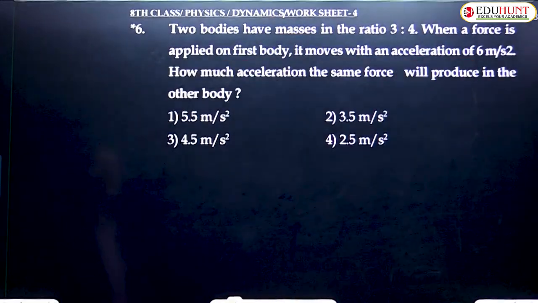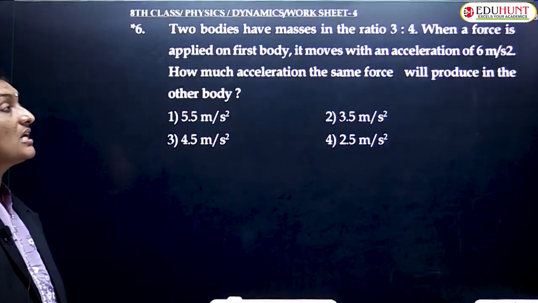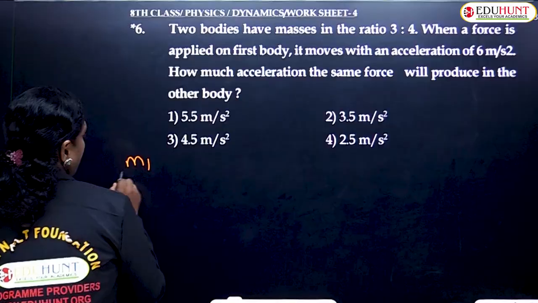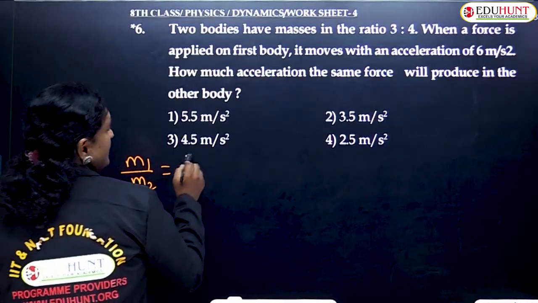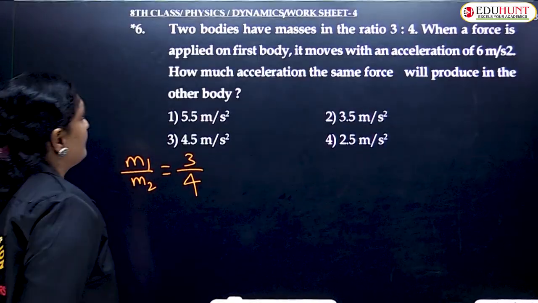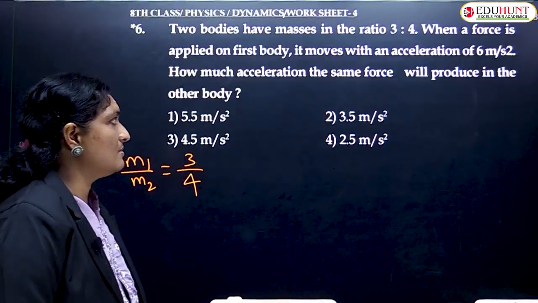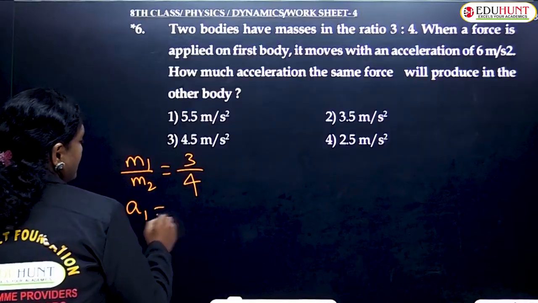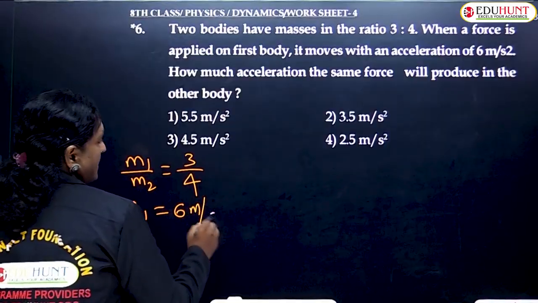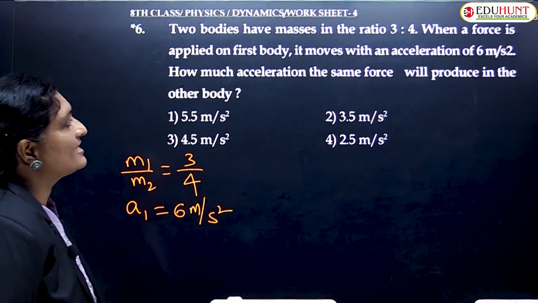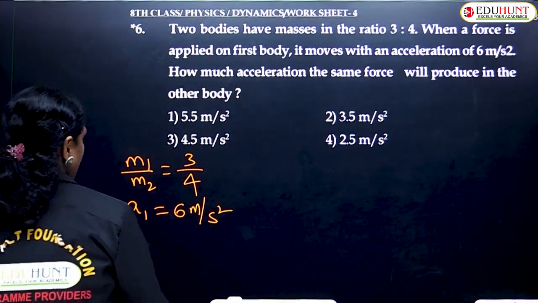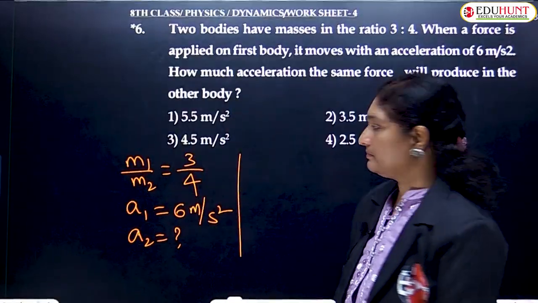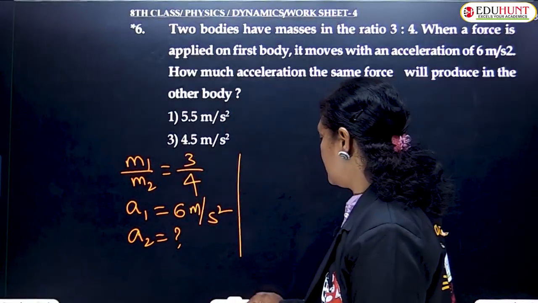So next question. Two bodies have masses in the ratio 3:4. Let me write it here. Let M1 and M2 be the masses. The ratio was given as how much, children? 3/4. Condition 1: when a force is applied on the first body, it moves with an acceleration of 6 meter per second square. The acceleration of the first body was given as 6 meter per second square. How much acceleration will the same force produce in the other body? You are asked to find out A2. I hope the concept is clear. So let us try to discuss the same.